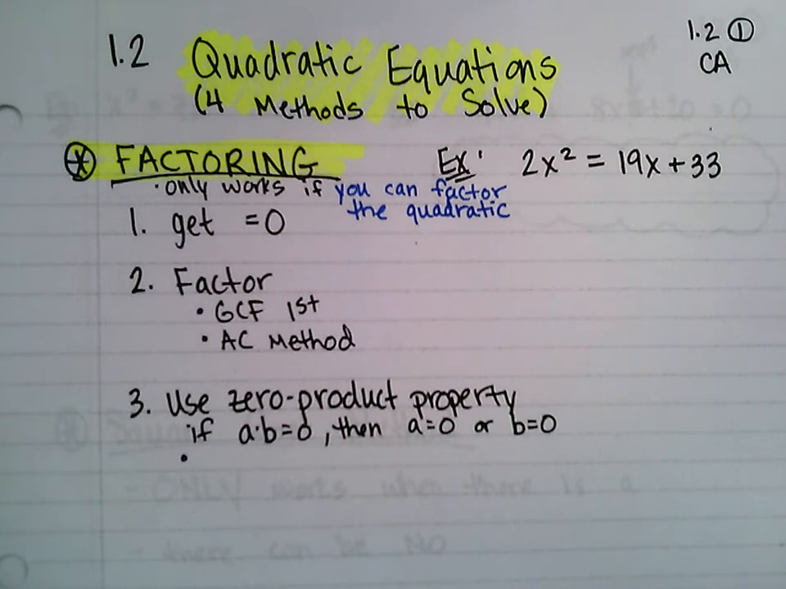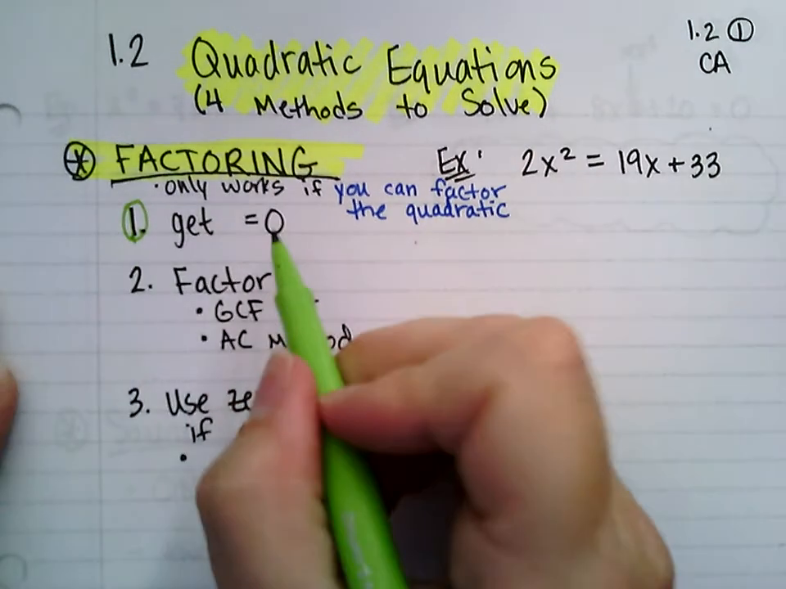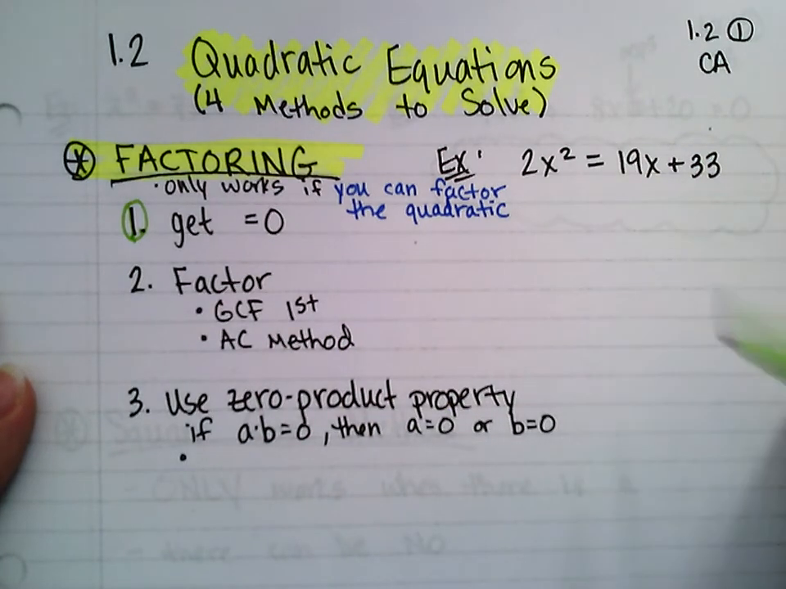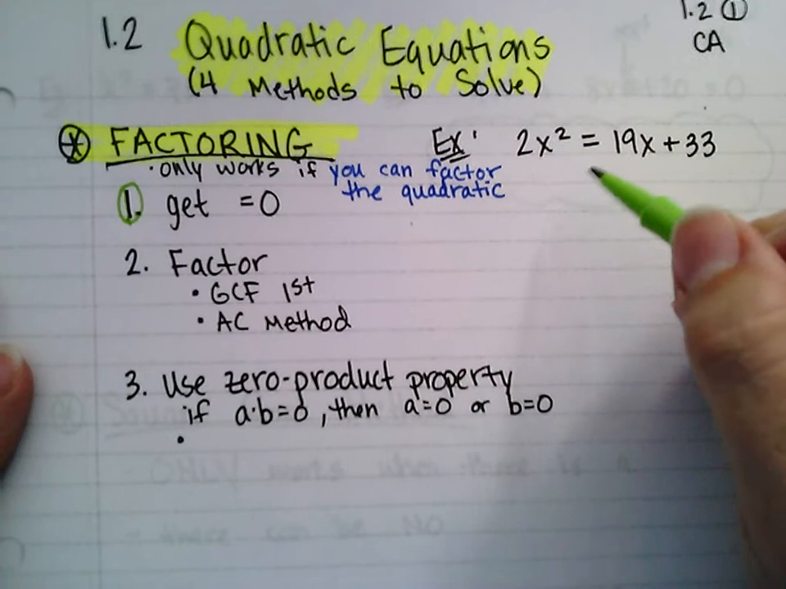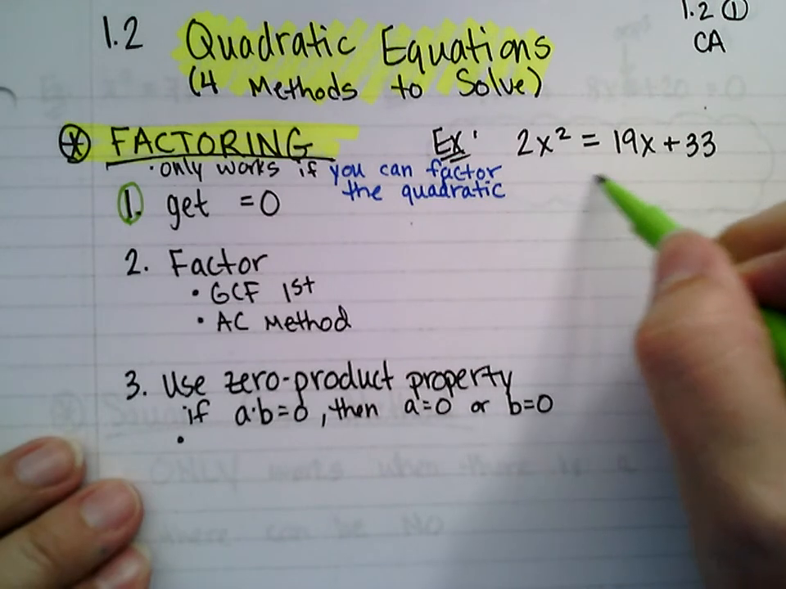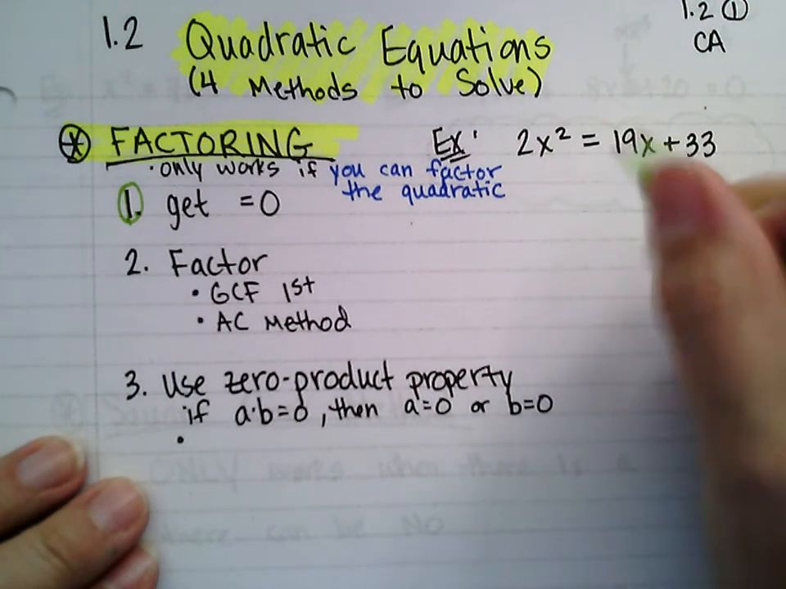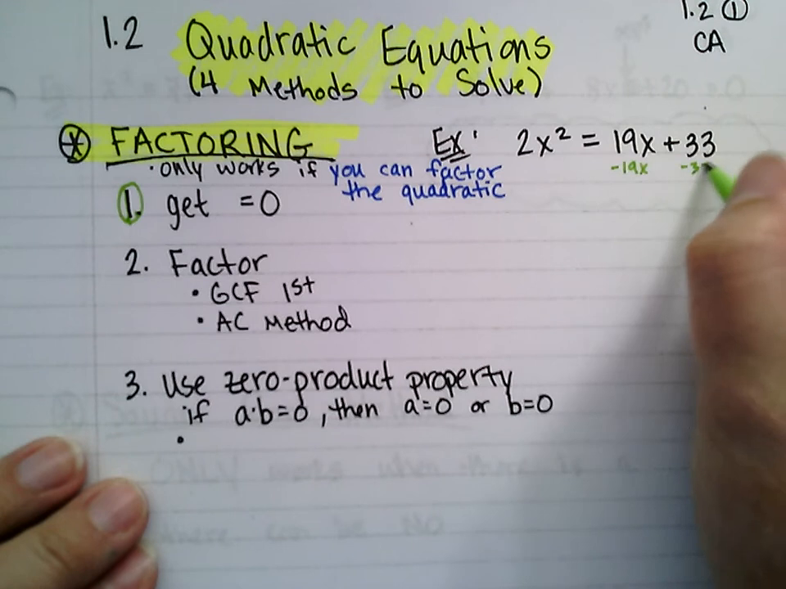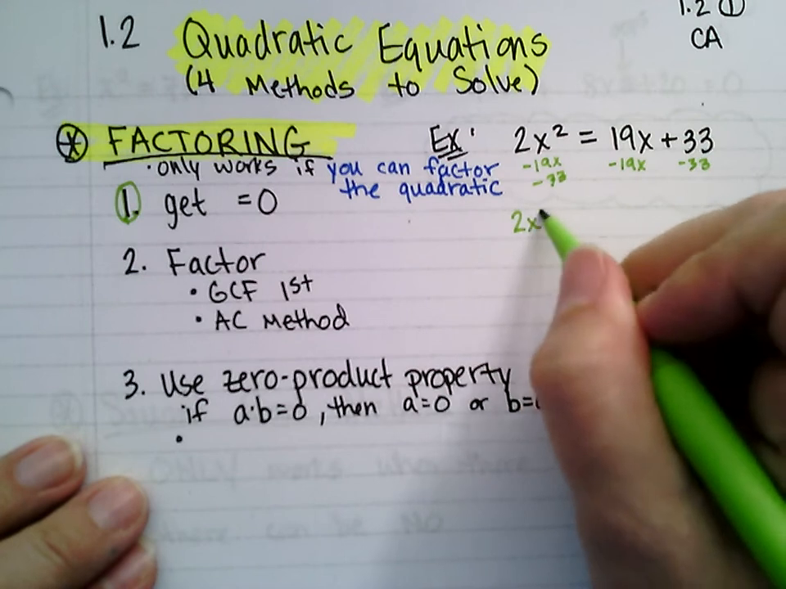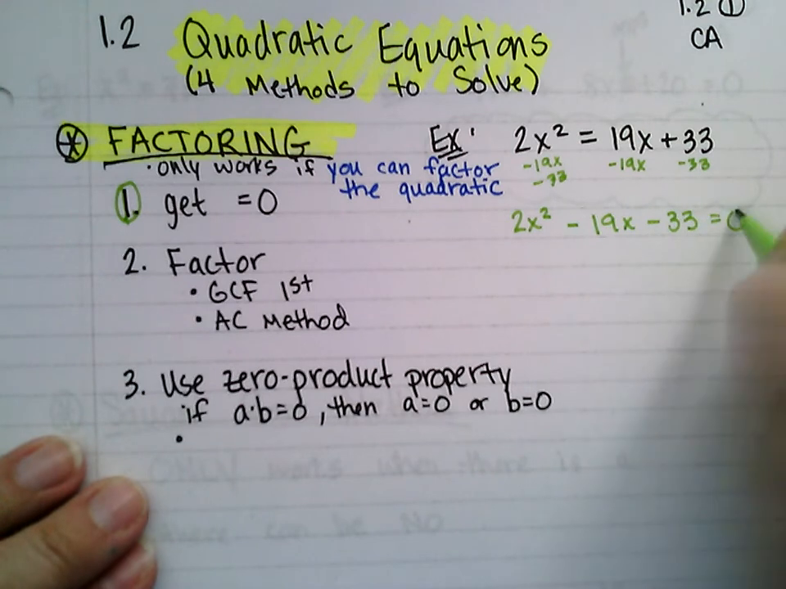Here are the steps. Step 1, you're going to want to get your equation to say equals 0. So that means we need to move some stuff around in order to get it to say equals 0. Now, I will tell you that when you're factoring, you're going to want your leading coefficient to be positive. So rather than move this 2x squared over to the right, which would be the fastest thing, I'm going to move the 19x and the 33 over to the left. That way, I have 2x squared minus 19x minus 33 equals 0.